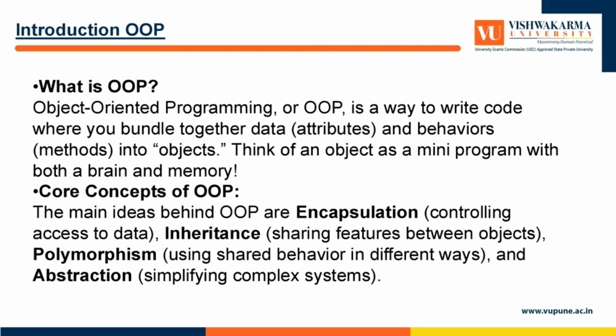Object-oriented programming or OOP is a way to create code where you bundle together data attributes and behavior methods into objects. Think of an object as a mini program with both a brain and memory. Then, core concepts of OOP. The main ideas behind OOP are encapsulation, controlling access to data; inheritance, sharing features between objects; polymorphism, using shared behavior in different ways; and abstraction, simplifying complex systems.